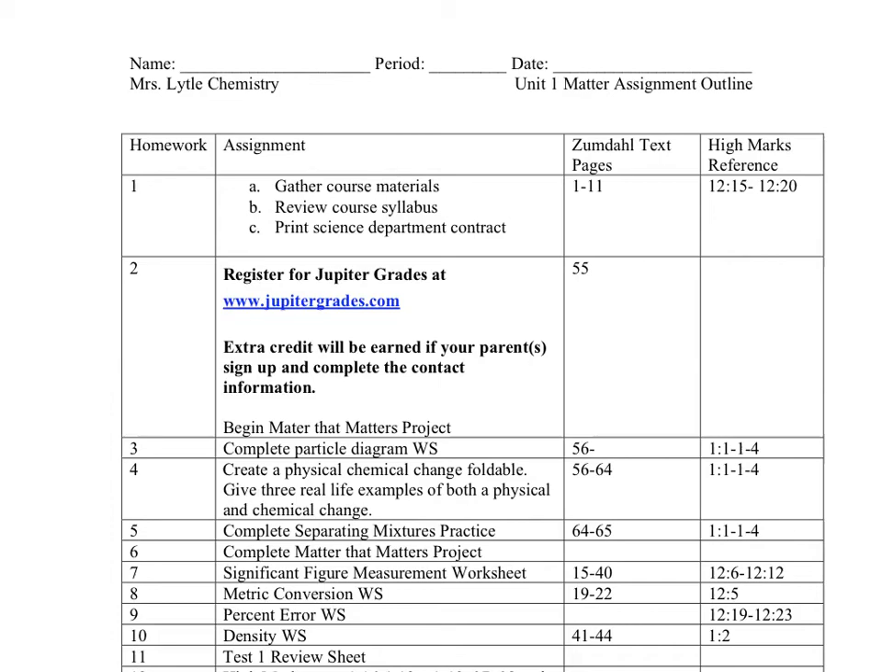Welcome class to the review for Test 1. Unit Test 1 will be split over two tests. The first test will include the classification of matter, the separation of mixtures, physical-chemical changes, and significant figures. If you look on your unit outline, it basically includes the first 7 homework assignments. You can see that your unit outline provides text pages for your review, both Zundel and Highmark's chemistry review.